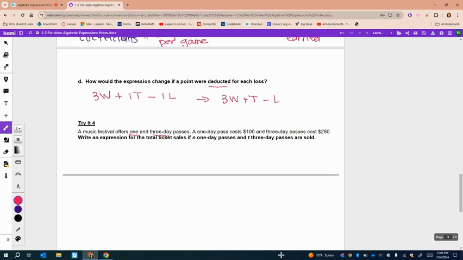So it says write an expression, right? We're not looking for a value. We're not looking for a number, just an expression for the total ticket sales if N 1 day passes were sold and T 3 day passes. So N is my 1 day pass. So it's $100 per the number of 1 day pass, right? Plus we're going to add that. And then the 3 day passes are $250 times the number of 3 day passes sold. And that's our expression. We're done, right?